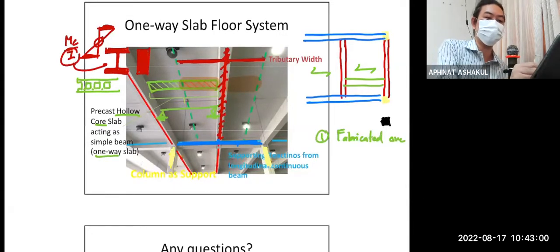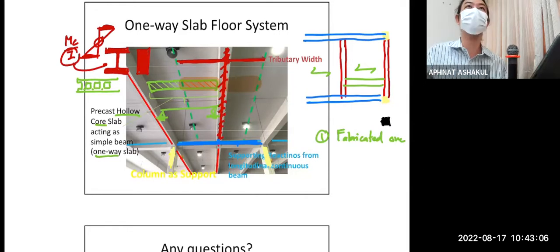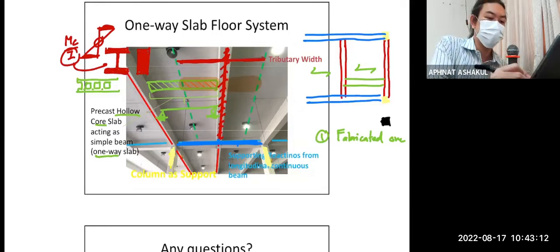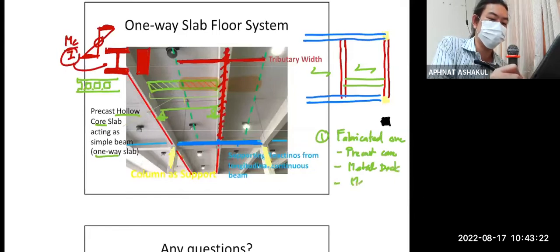For example, like these floors, you can see that they come in pieces, right? The precast concrete or the metal sheet. It's made of metal in the steel structure. So you can say it can be precast concrete. It can be metal deck or metal sheet.